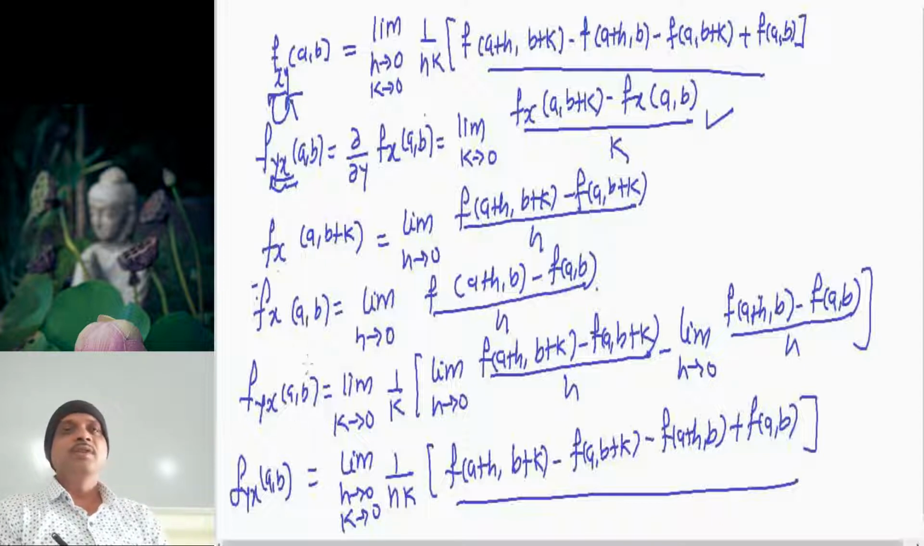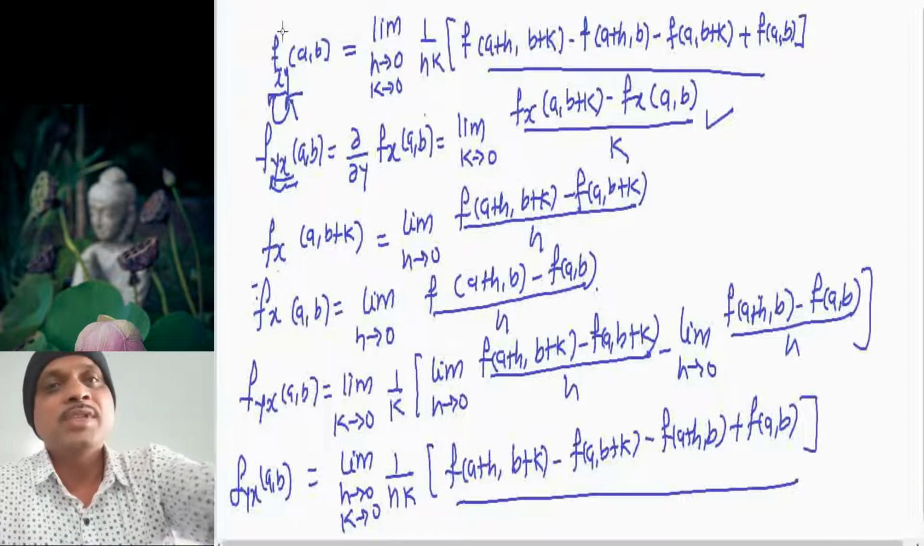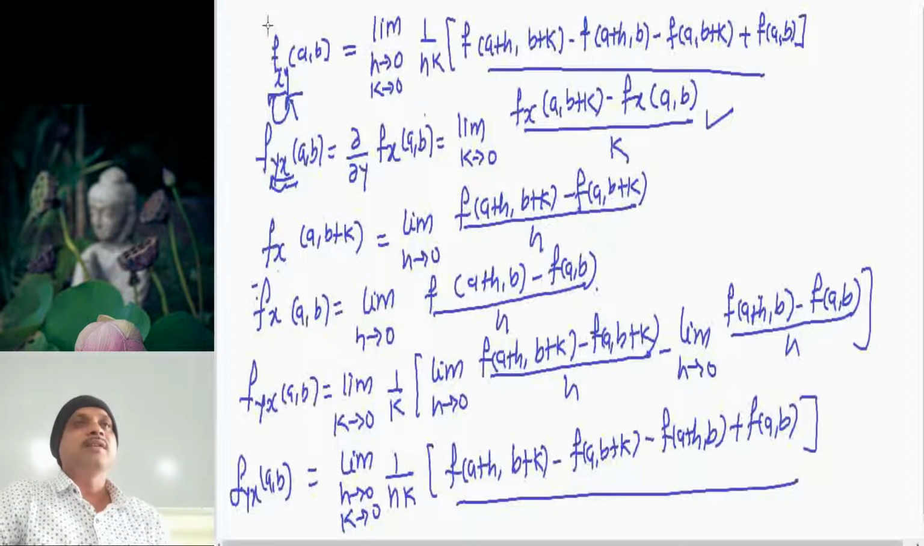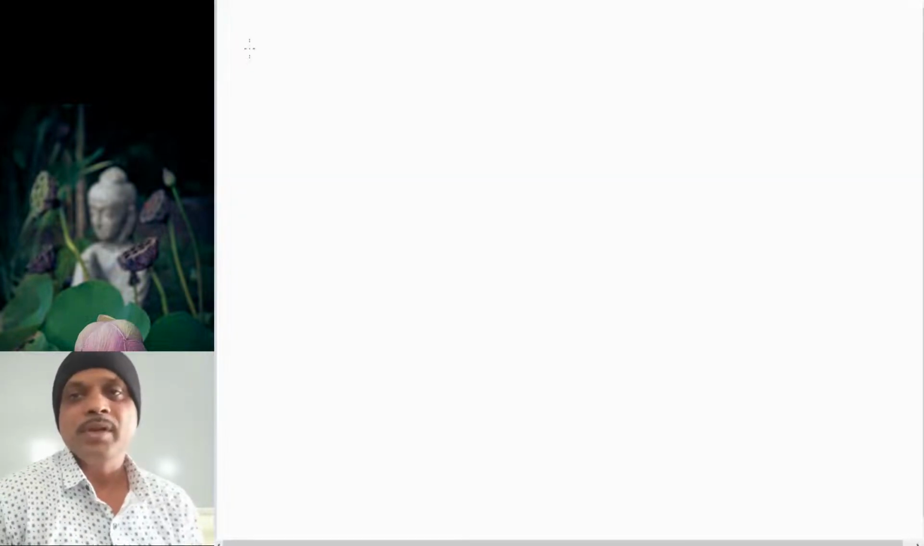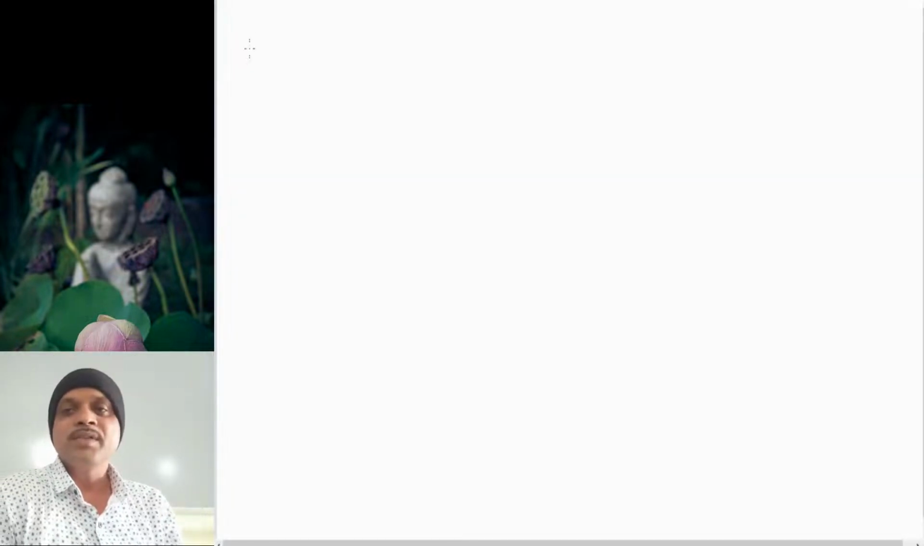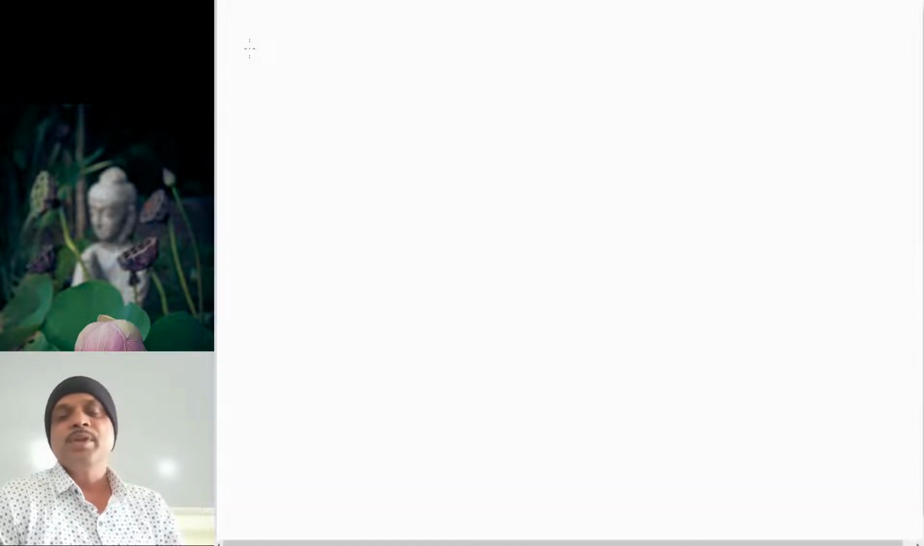So this is about the second order derivative of the function with respect to x and y, and we have seen that these two values are equal. Now what about the general case? This is at a particular point (a, b), but what if we consider x instead of a and y instead of b?